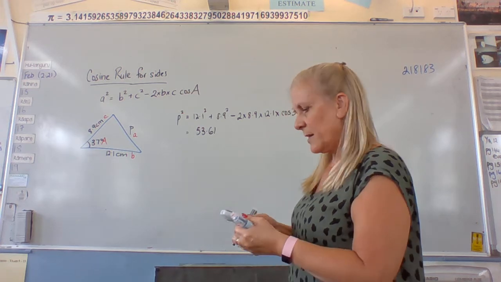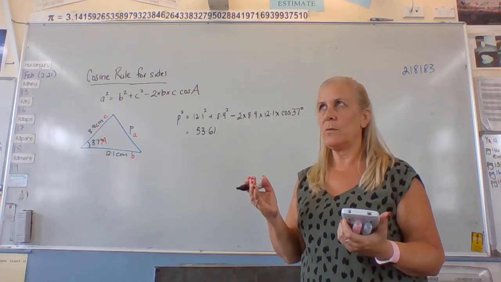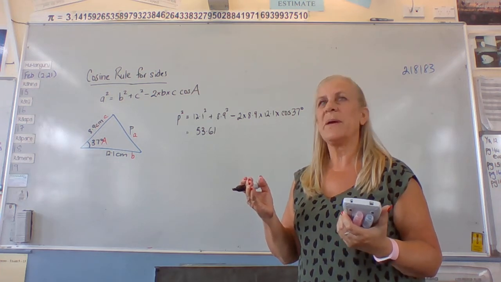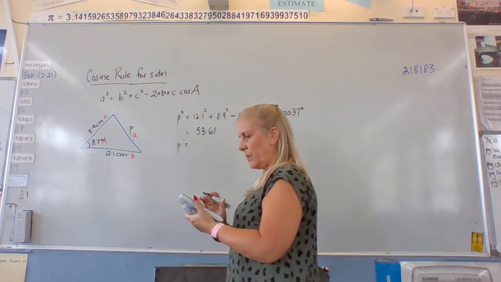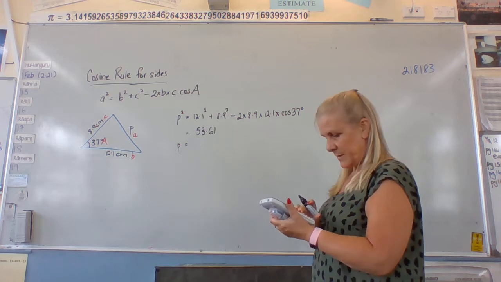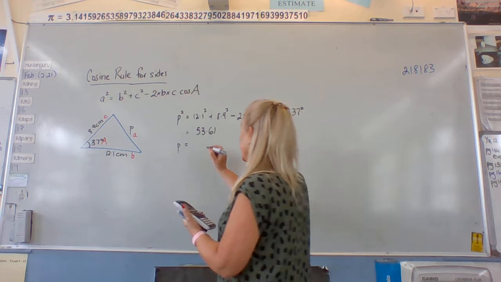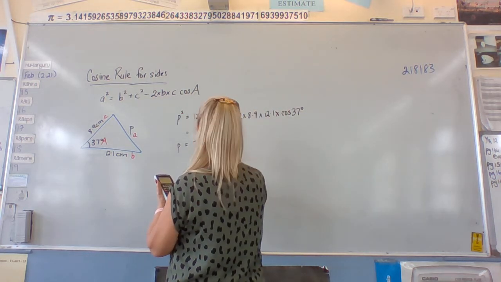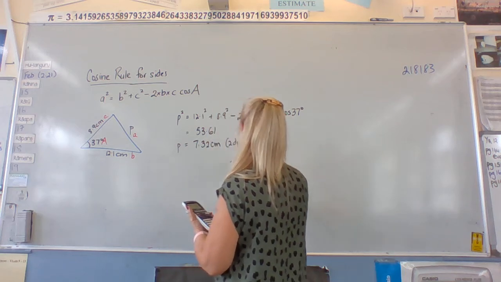Right. So, what does that equal? P squared. We don't want P squared, we want P. So, square root it. The square root of 53.61 equals 7.32 centimetres to 2 decimal places.